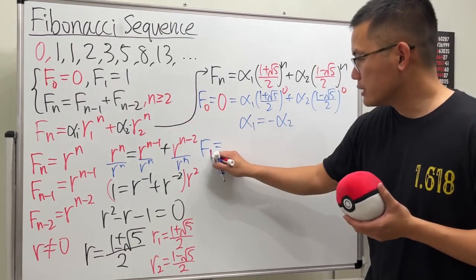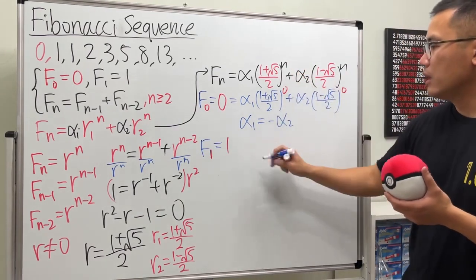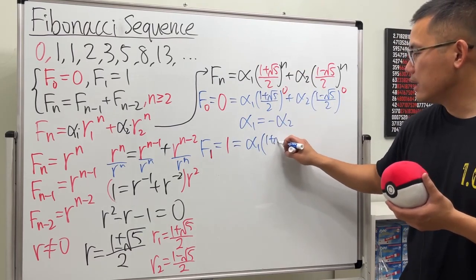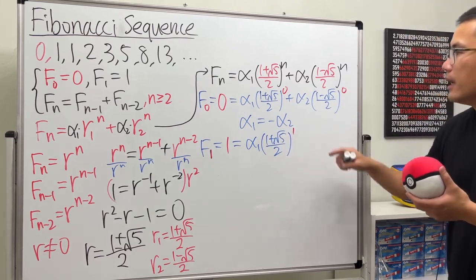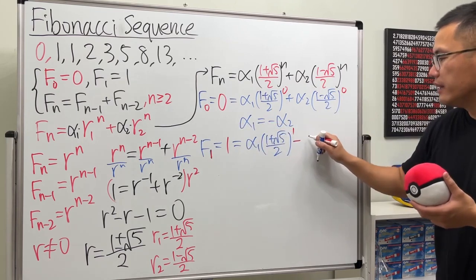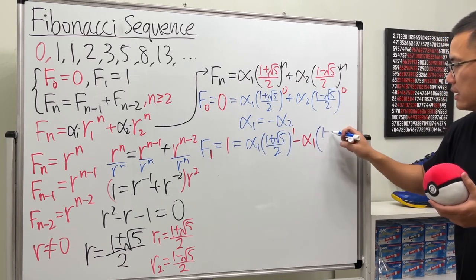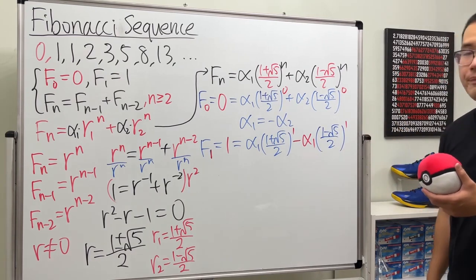Next, f1, well, that's equal to 1. So we can just put n equal to 1 into the n here and here. So we will get alpha 1 times 1 plus square root of 5 over 2, and then raised to the first power. And because we know alpha 2 is just negative alpha 1, I will just say negative alpha 1. And then we will have 1 minus square root of 5 over 2, and then to the first power.